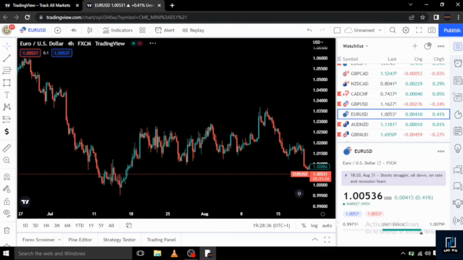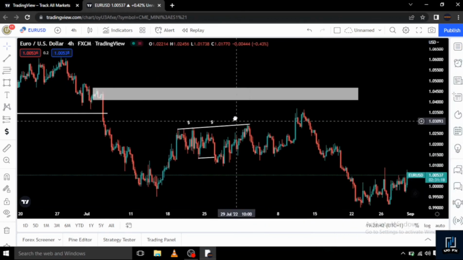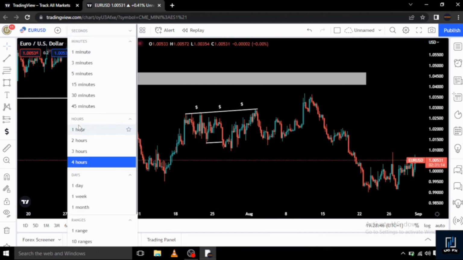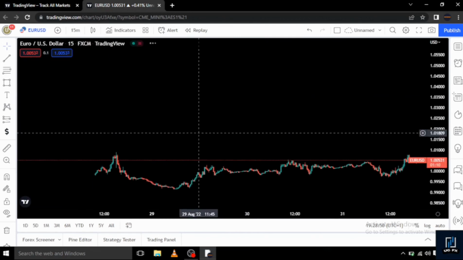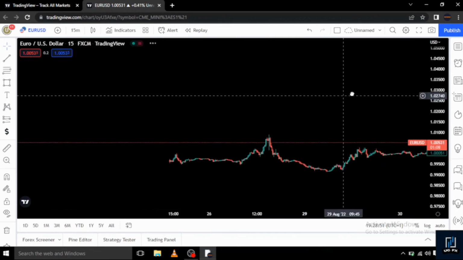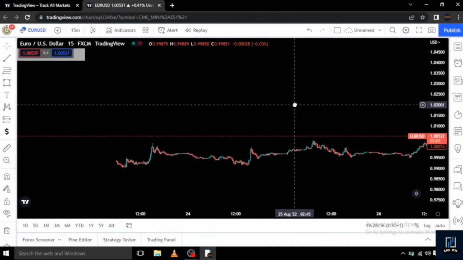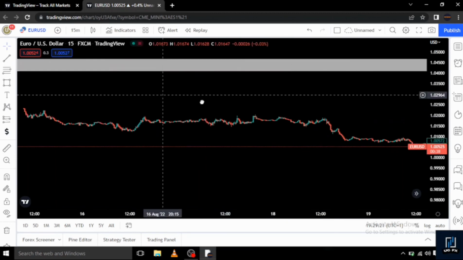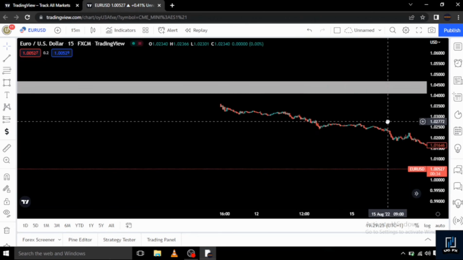So here in the Euro USD, just like I said, everything has been met. We need to go down to the lower time frame to continue our analysis. So let's go down to the 15 minutes time frame. Here we are on the 15 minutes time frame.